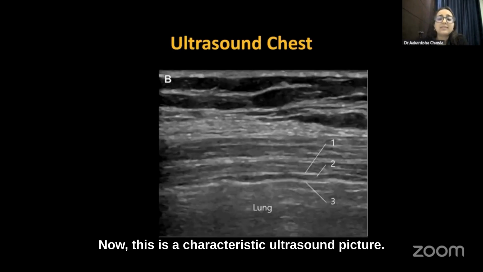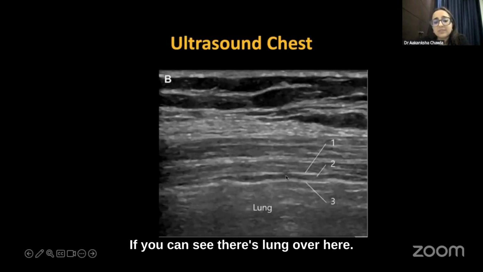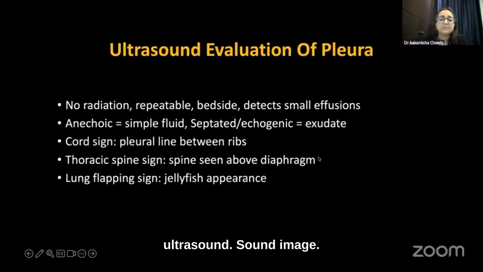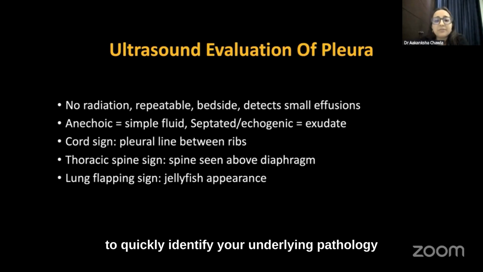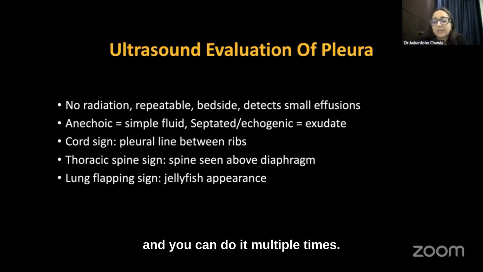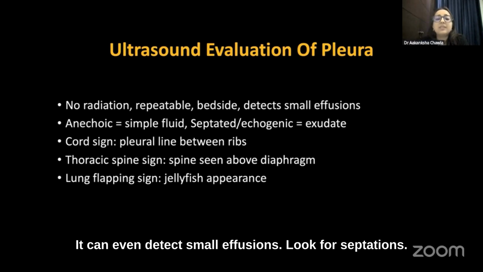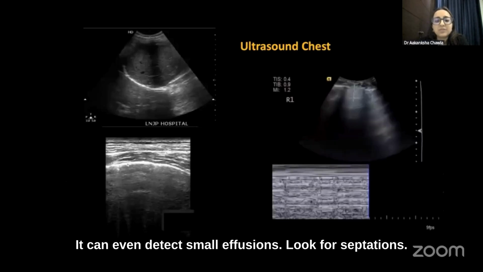Now, this is a characteristic ultrasound picture. If you can see, there's lung over here. So this is the visceral pleura. This marking is your parietal pleura, and there's this anechoic space over here, which is your pleural fluid seen in this ultrasound image. Like I said, it's a bedside, easily, readily available tool, helps you to quickly identify your underlying pathology, and you can do it multiple times. It can even detect small effusions, look for septations.